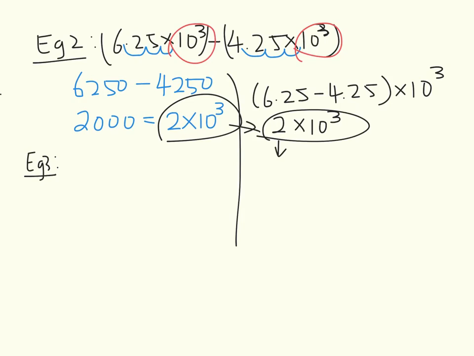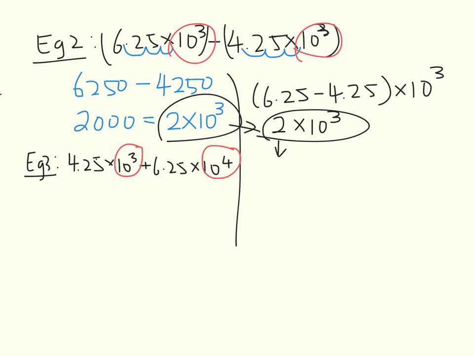I'm going to look at 4.25 times 10 to the third plus 6.25 times 10 to the fourth. You can see, in this case, that the exponents of both tens are different. One is to the third, one is to the fourth. So let's look at it in terms of using standard form and see what we will get.